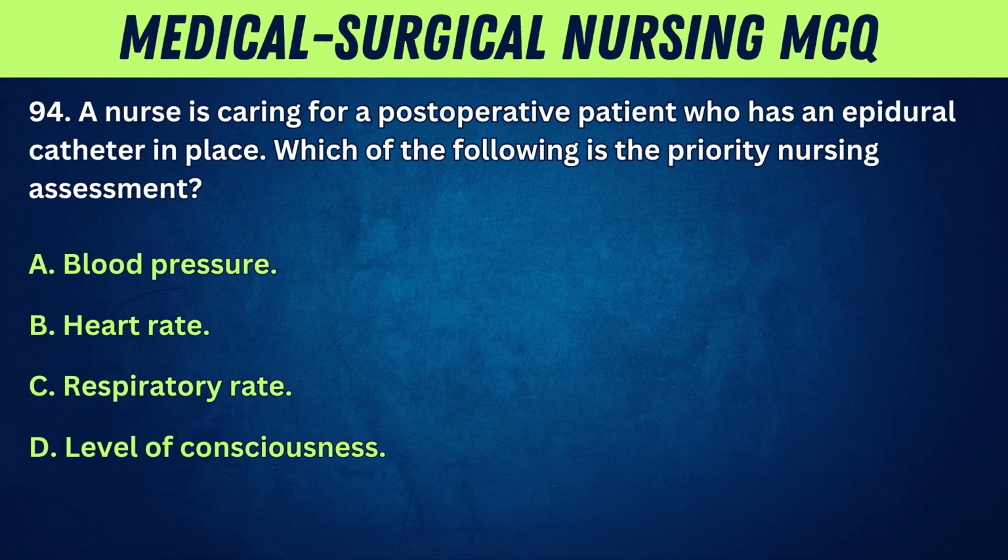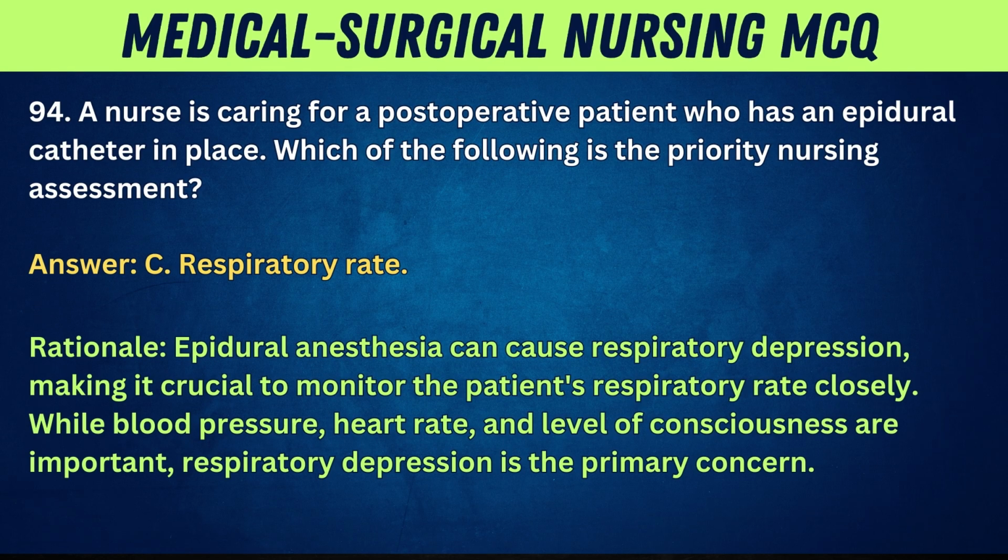94. A nurse is caring for a postoperative patient who has an epidural catheter in place. Which of the following is the priority nursing assessment? A. Blood pressure. B. Heart rate. C. Respiratory rate. D. Level of consciousness. Answer: C. Respiratory rate. Rationale: epidural anesthesia can cause respiratory depression, making it crucial to monitor the patient's respiratory rate closely. While blood pressure, heart rate, and level of consciousness are important, respiratory depression is the primary concern.